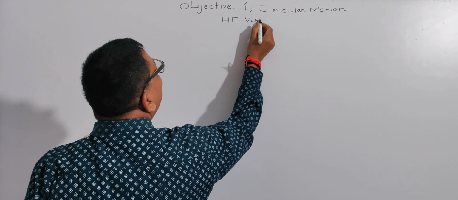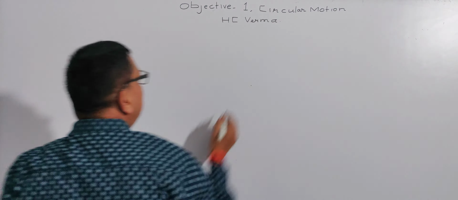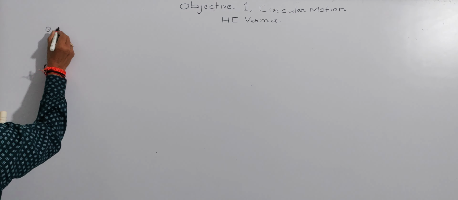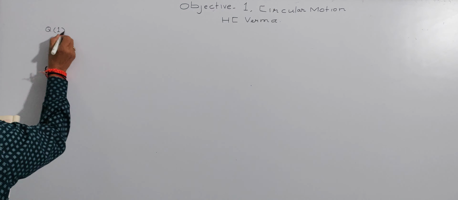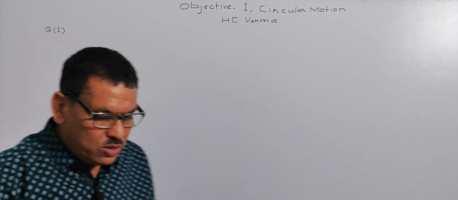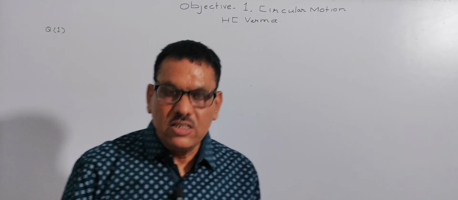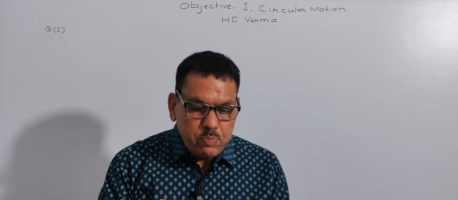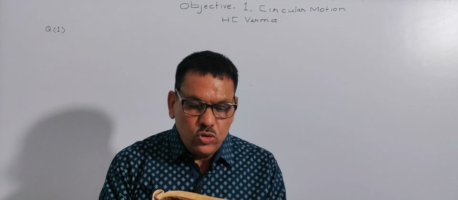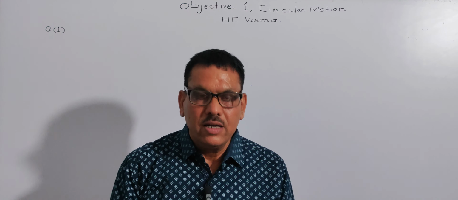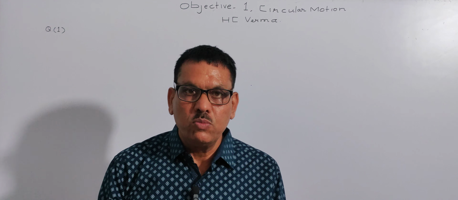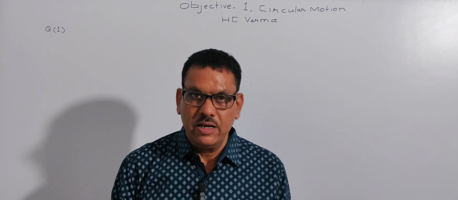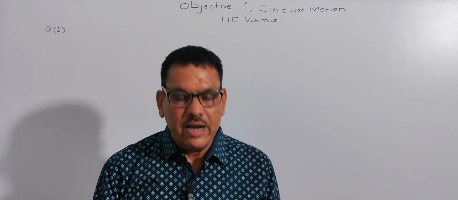Let us take one by one. Now the first question we'll take. Question number 1. Let us see what it is and let us try to understand how to answer these questions. Now first question is, I will read the question. When a particle moves in a circle with uniform speed, now what happens in uniform circular motion? The particle moves with uniform speed. Now 4 options are there and you have to find out which is correct option.